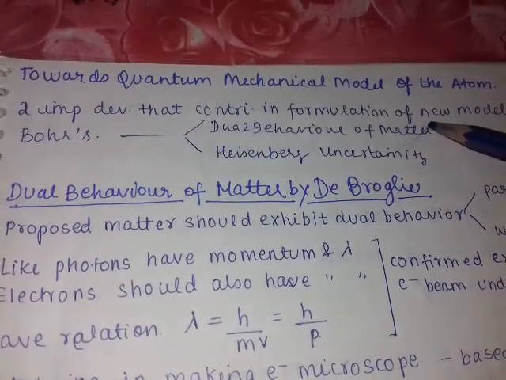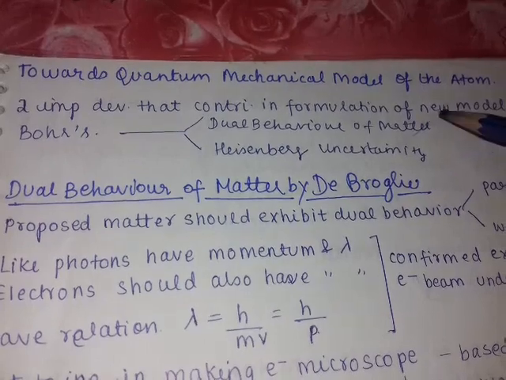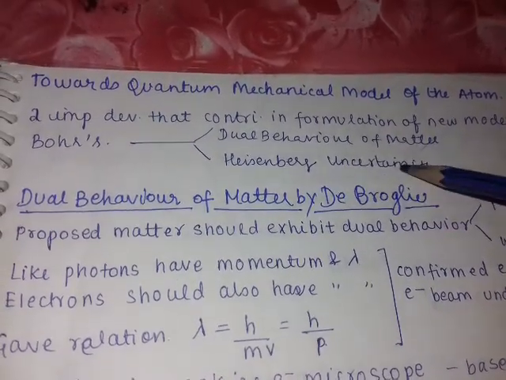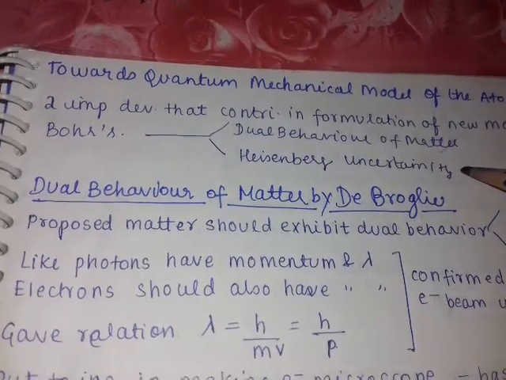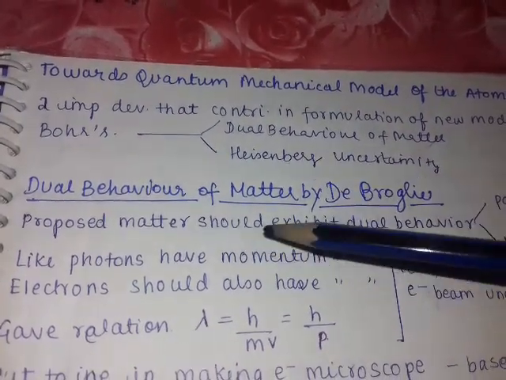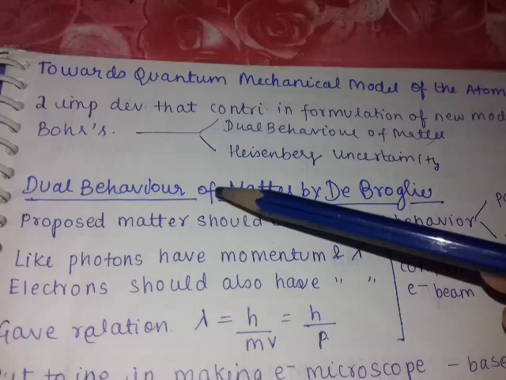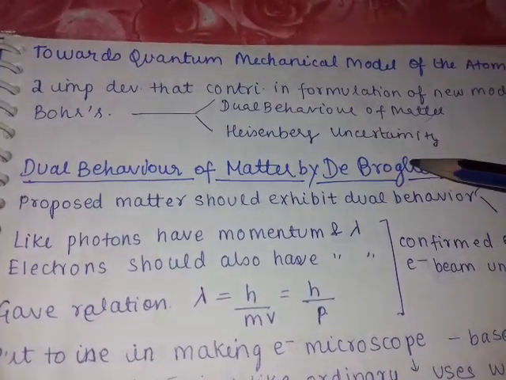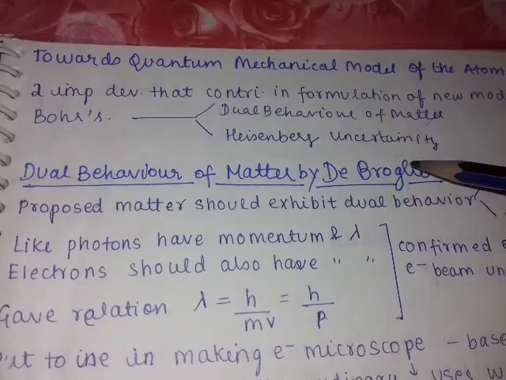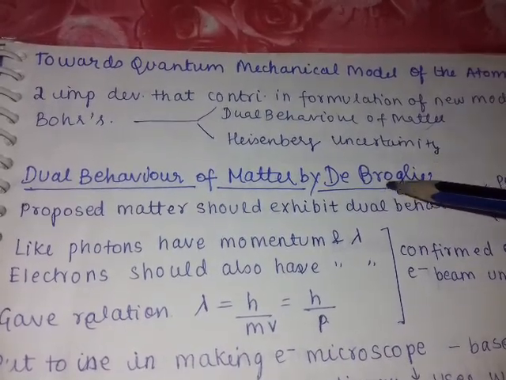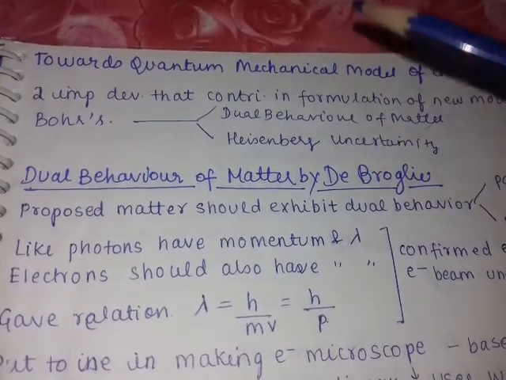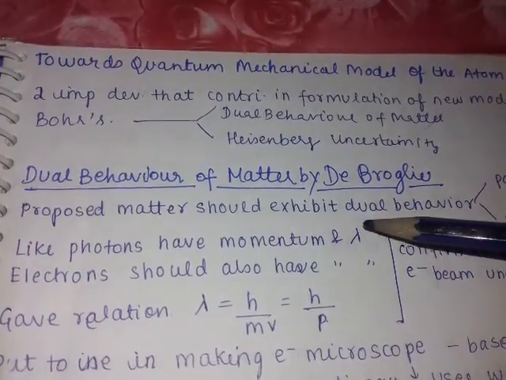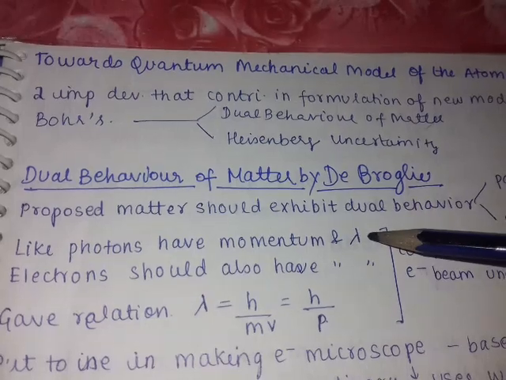First is the dual behavior of matter, which was proposed by de Broglie, and Heisenberg's uncertainty principle. First, in this video we'll only study about the dual behavior of matter, which was proposed by de Broglie. Now since it was confirmed that photons, they have momentum as well as wavelength.